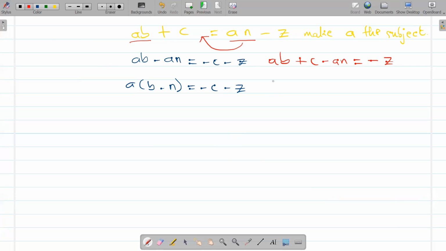Is that okay? So now the Z is standing on its own. Yes, the Z is standing on its own. Oh, okay, yeah. So we still need to work on it. We want to make A the subject.